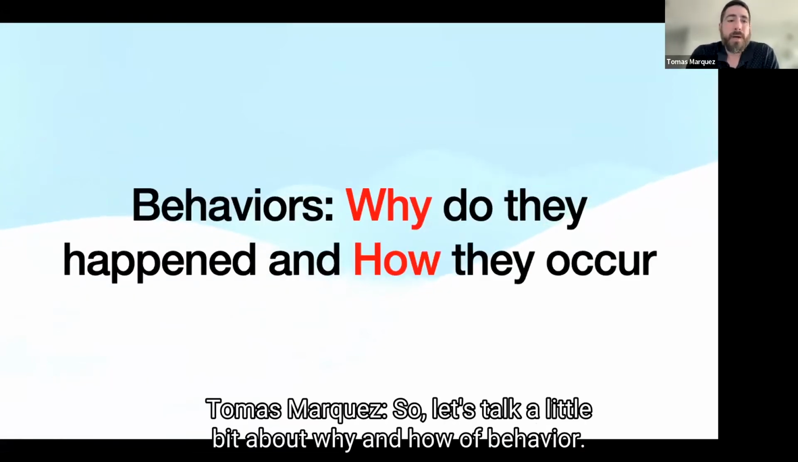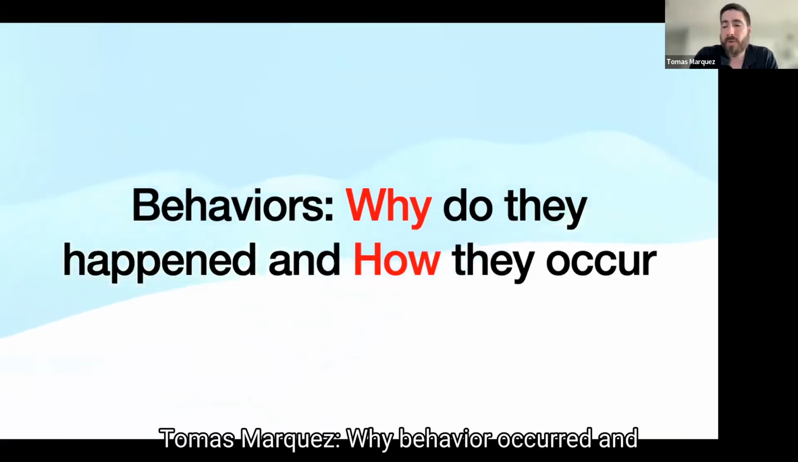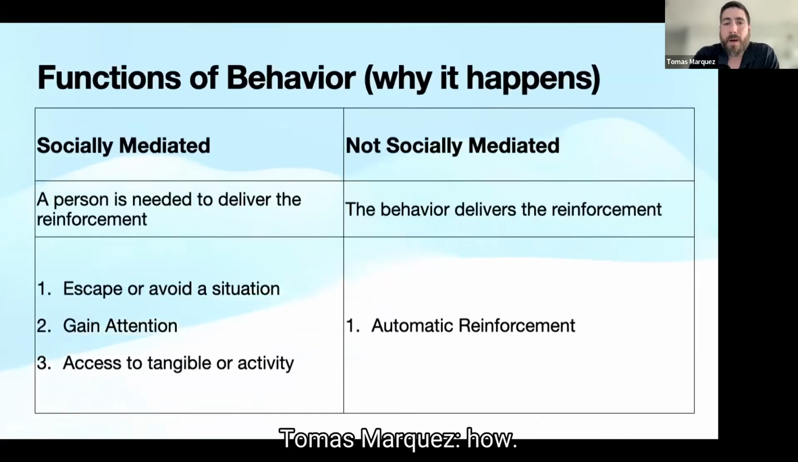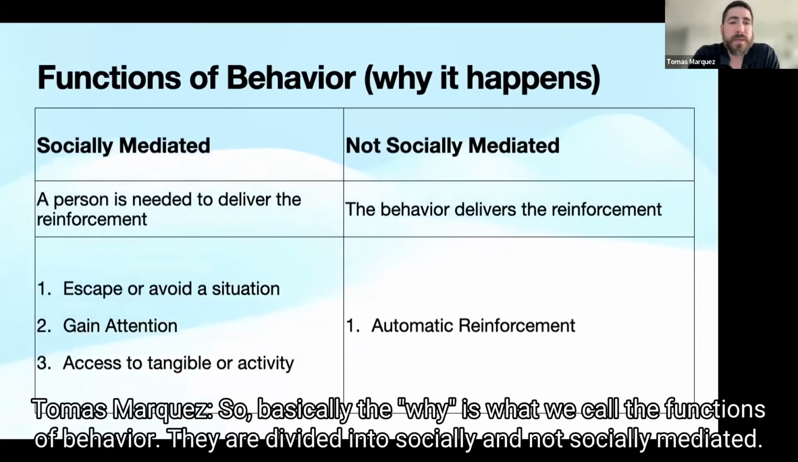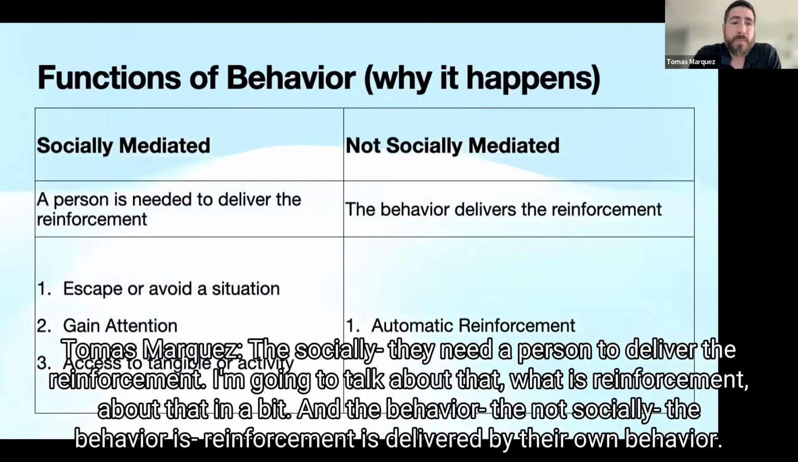So let's talk a little bit about why and how of behavior. Why behavior occurs and how. So basically, the why is what we call the functions of behavior. They are divided into socially and not socially mediated. The socially mediated need a person to deliver the reinforcement. I'm going to talk about what reinforcement is in a bit. And in the not socially mediated, the reinforcement is delivered by their own behavior.